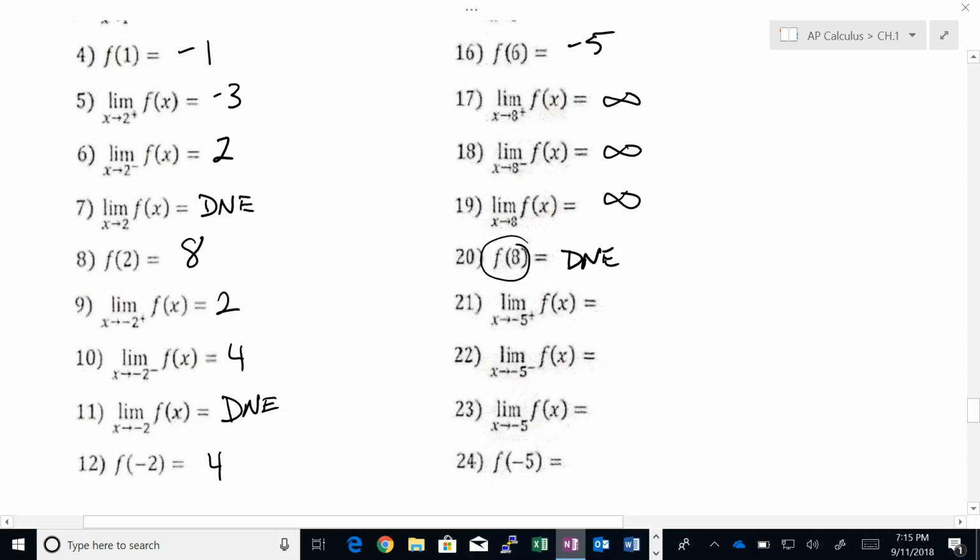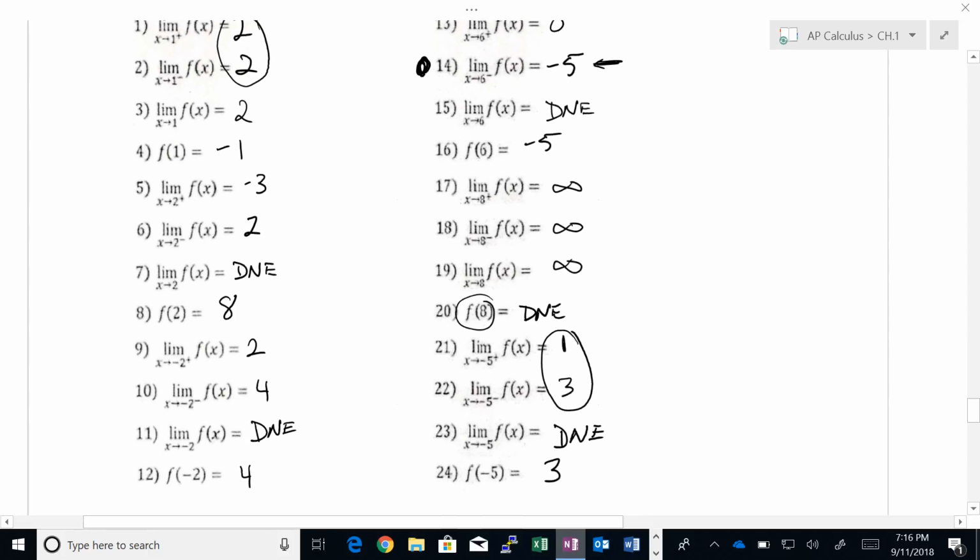Alright, now let's keep going. Negative 5 from the right would be 1. Negative 5 from the left is 3. Because these don't equal, this one does not exist, okay? Negative 5, it's got to be left and right. Then f of negative 5 is 3.